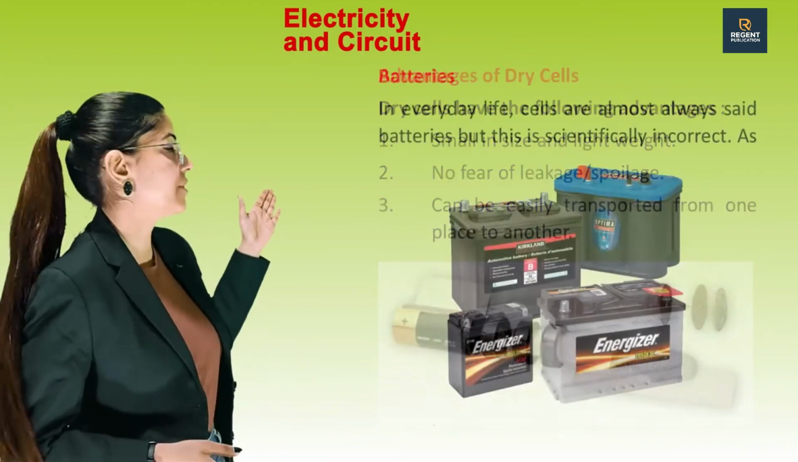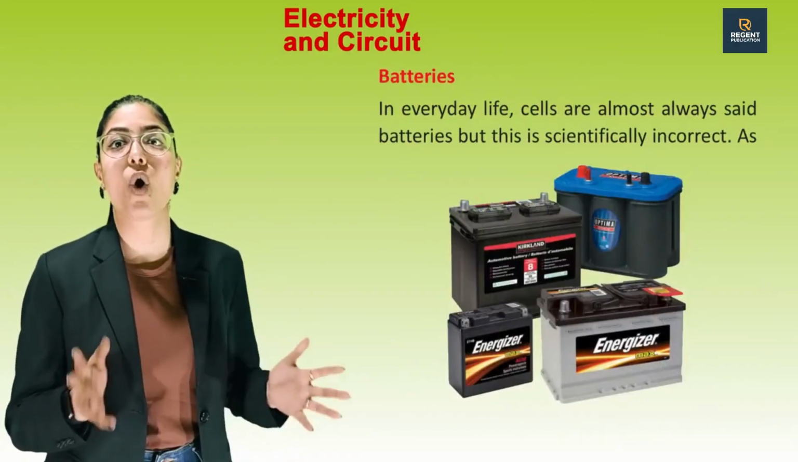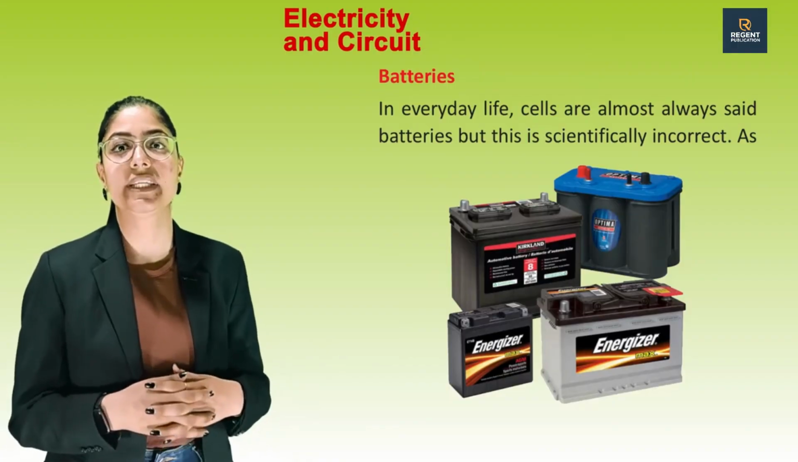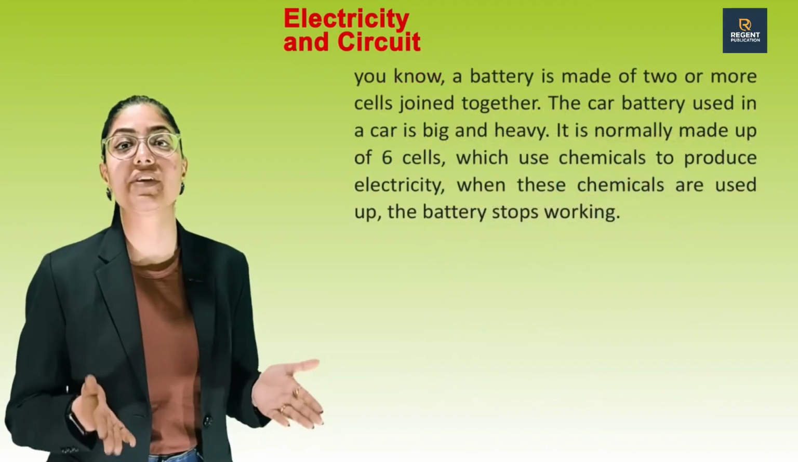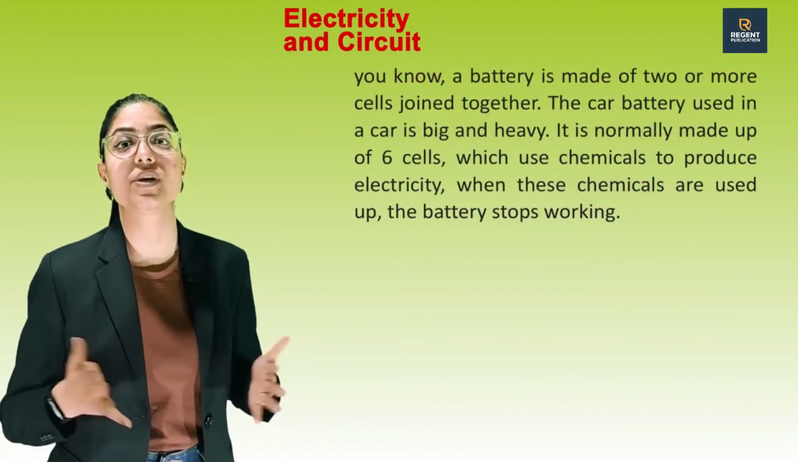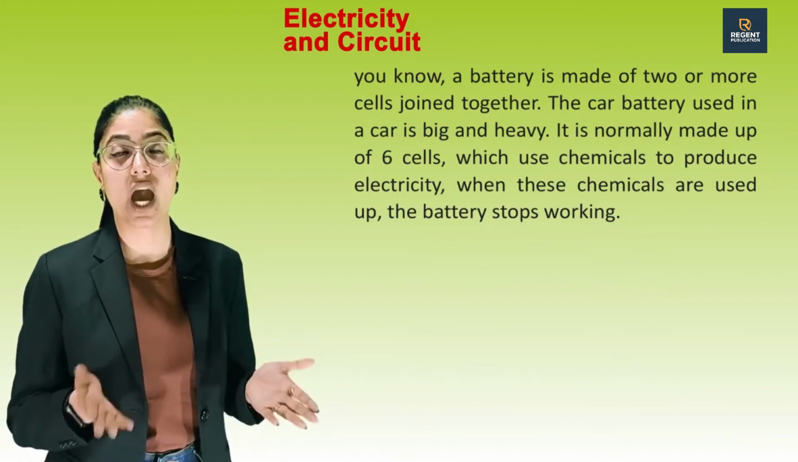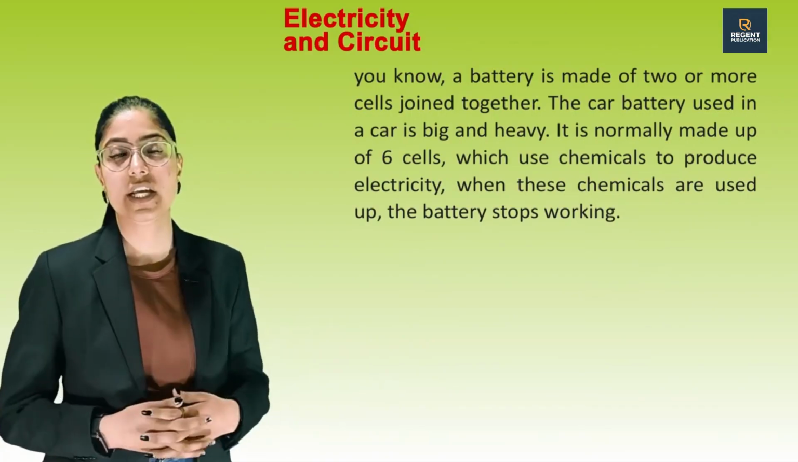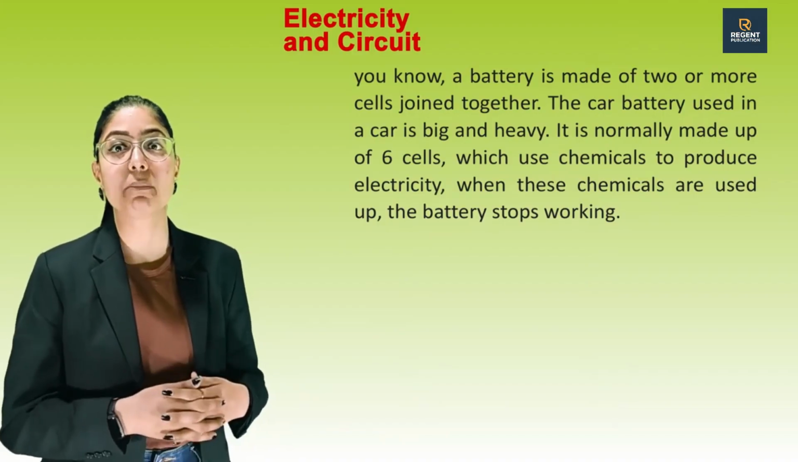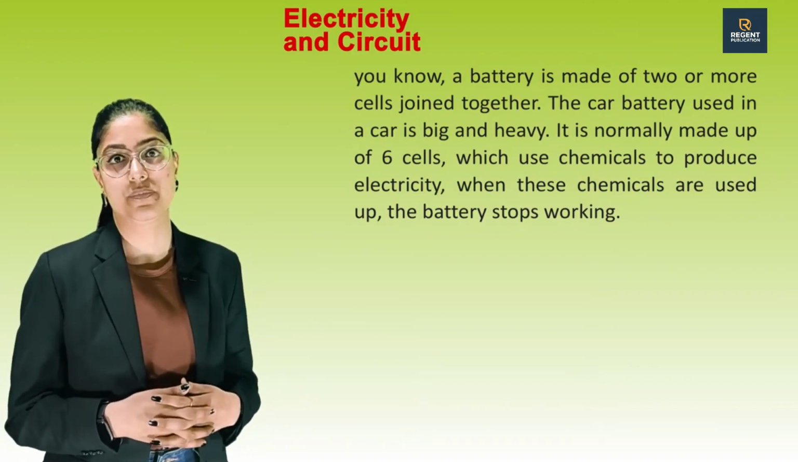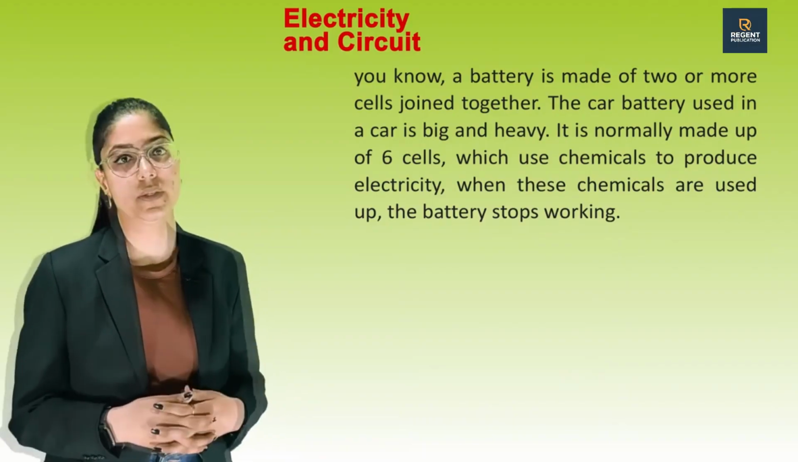Next is batteries. In everyday life, cells are almost always called batteries, but this is scientifically incorrect. As you know, a battery is made up of two or more cells joined together. The car battery used in a car is big and heavy. It is normally made up of 6 cells, which use chemicals to produce electricity. When these chemicals are used up, the battery stops working.